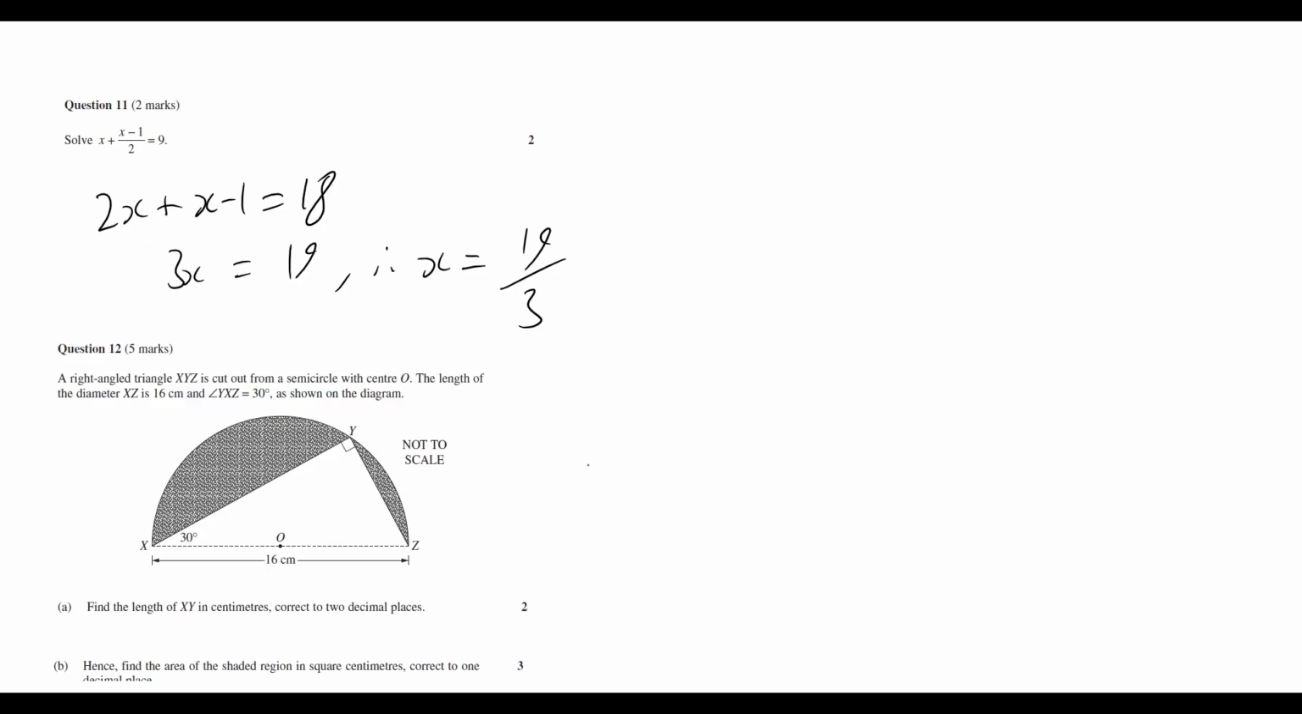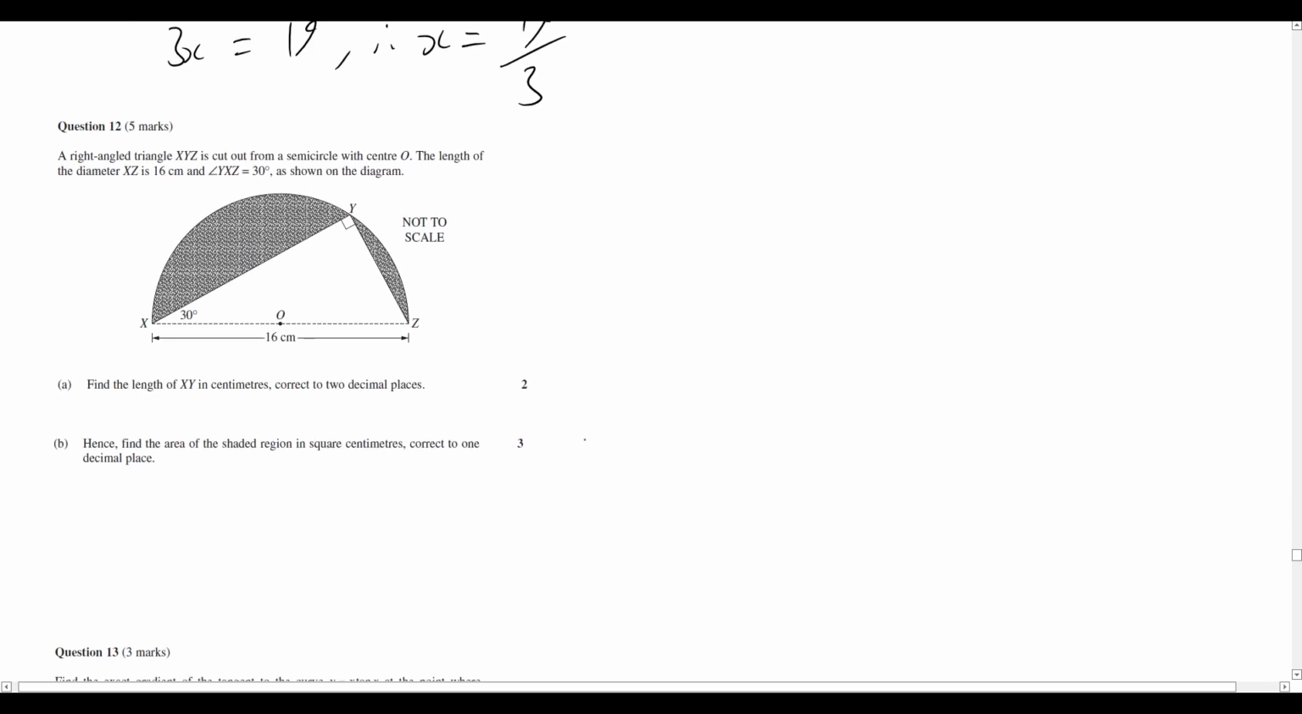Okay, moving on to question 12. A right-angled triangle XYZ is cut out from a semicircle with center O. The length of the diameter XZ is 16 centimeters, and the angle YXZ is equal to 30 degrees, as shown on the diagram. So, first question: find the length of XY in centimeters, correct to 2 decimal places.